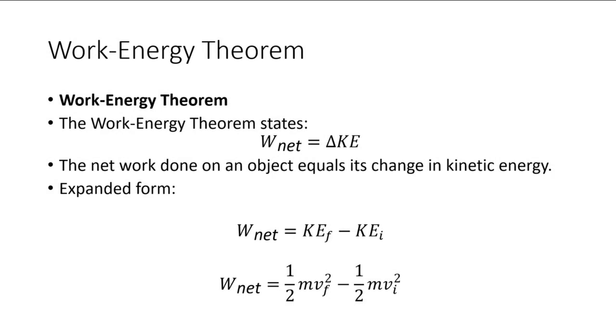Okay? For your work-energy theorem, the net work is equal to the change in your kinetic energy. This means that the net work done on an object is equal to the object's change in kinetic energy. If we expand the equation, W net is equal to the final kinetic energy minus the initial kinetic energy. Or if we expand the kinetic energy further, that will give us 1/2 mv squared, with the final velocity for the final kinetic energy, and the initial velocity for the initial kinetic energy.